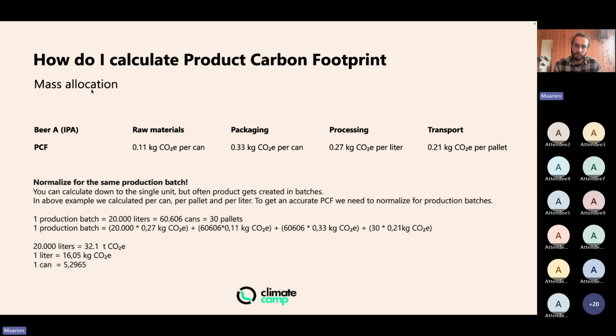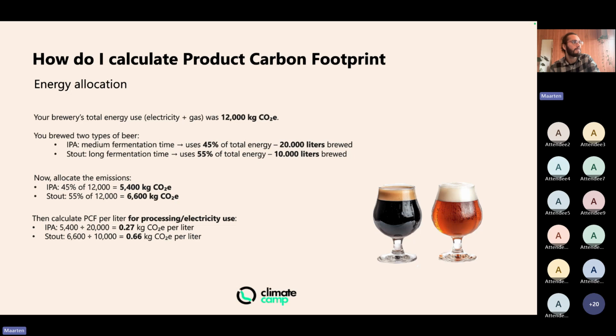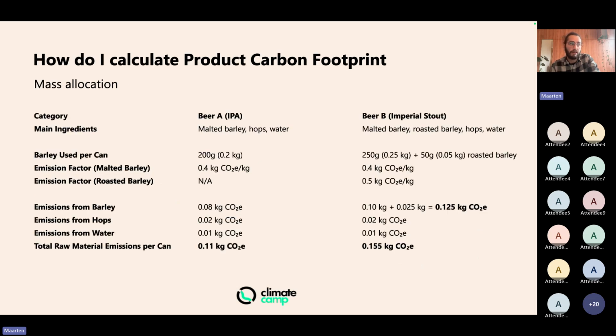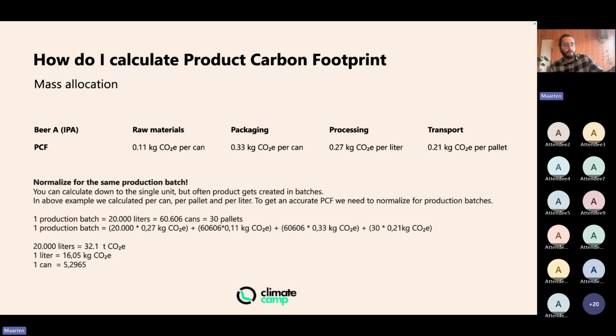What is really important is that, we see this with a lot of our customers, PCFs are generally calculated per production batch, not specifically per can. Also because it is then more easily to divide it back down to the can. What do I mean with that? For example, in my previous examples, I used PCF, the kilograms of CO2 equivalent per liter, whereas here we calculated the raw material emissions per can. So when we ultimately want to calculate the PCF, we need to normalize it for the same production batch.